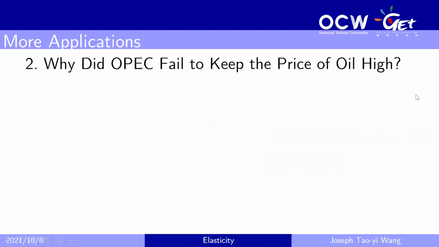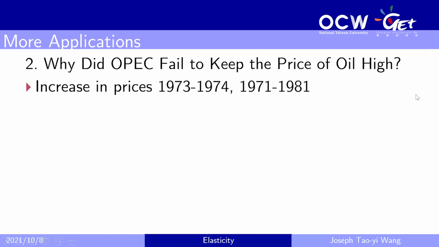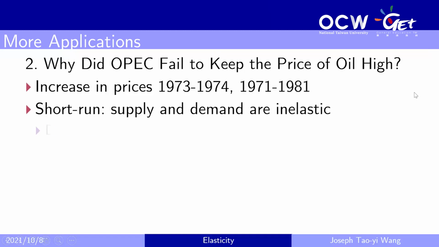Okay, the next application. Why did the OPEC fail to keep the price of oil high? So what is the OPEC? The OPEC is this cartel of countries that produce petroleum, or produce oil, and they basically try to set the prices and set quotas for each of the countries to try to keep the price of oil high. In fact, they were successful in the 70s.